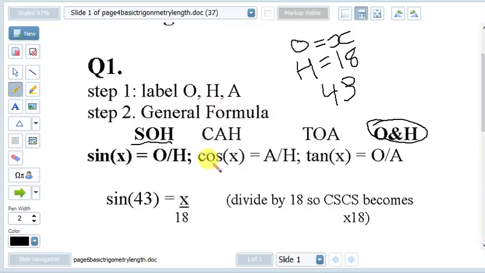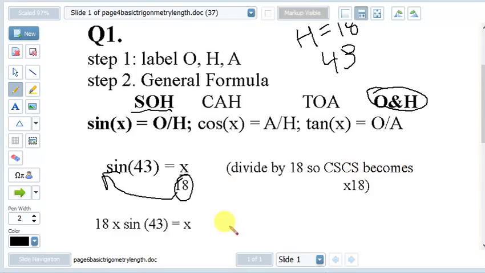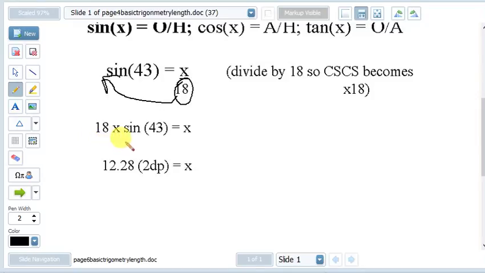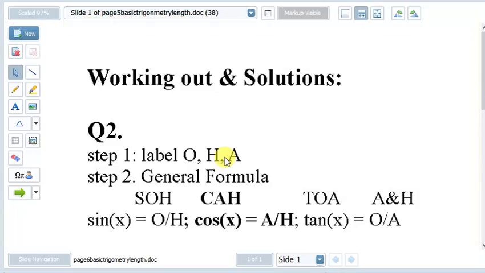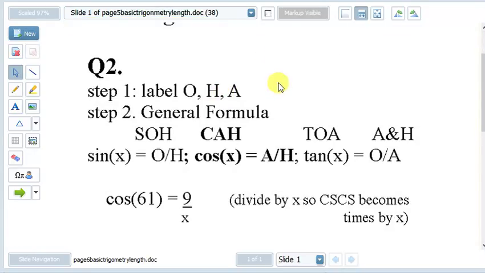So now, on one side here, we're dividing by 18. So we've got to bring that across to the other side, and divide by 18, by change side, change sign, becomes times by 18. So then the working out becomes x equals 18 times sine of 43 degrees. And if you put that in the calculator, you get 12.28. So a big well done if you got that one correct. And now let's have a look at the last one.